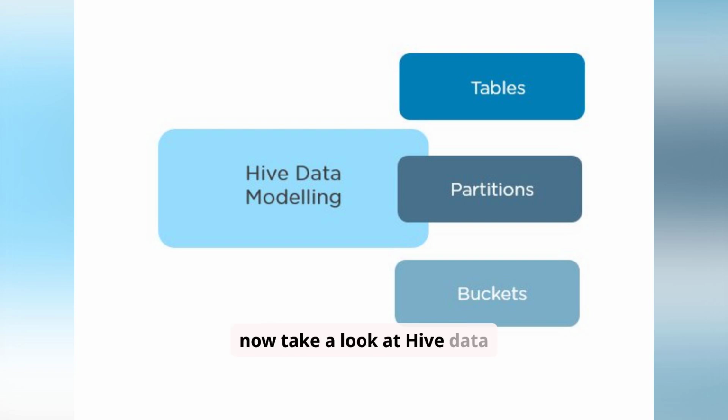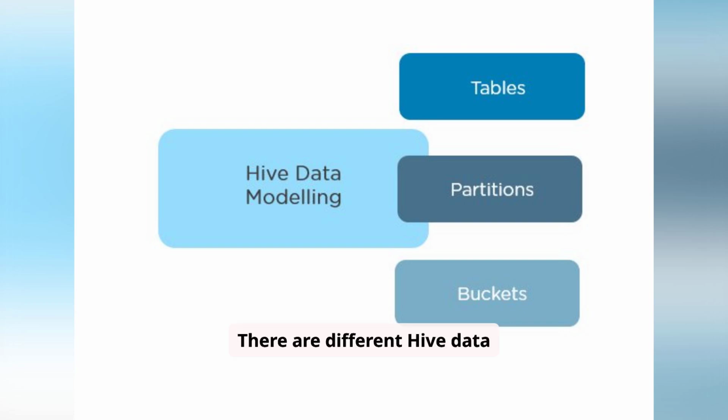Let's now take a look at Hive data modeling, which consists of tables, partitions, and buckets. Tables: tables in Hive are created the same way it is done in RDBMS. Partitions: here, tables are organized into partitions for grouping similar types of data based on the partition key. Buckets: data present in partitions can be further divided into buckets for efficient querying. Now, as you have understood what Hive data modeling is, let us dive into the Hive data types.